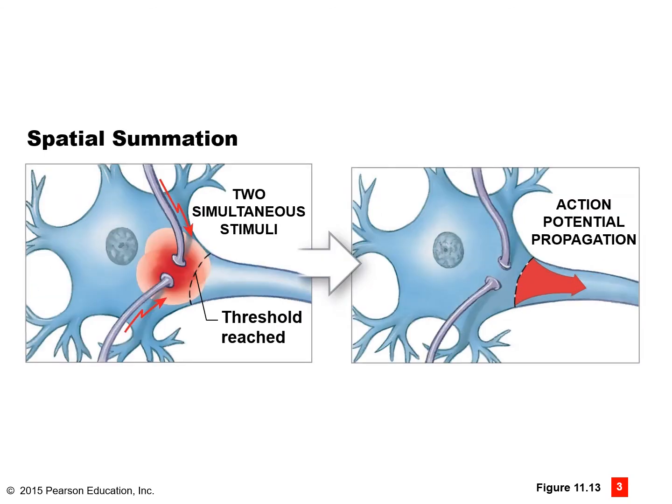Spatial summation is when excitatory or inhibitory potentials combine to form a larger depolarization from separate axon terminals. So we have two separate stimuli. These axon terminals are going to each generate their own excitatory or inhibitory potential, and they summate together. And in this case, it was excitatory enough to generate an action potential.